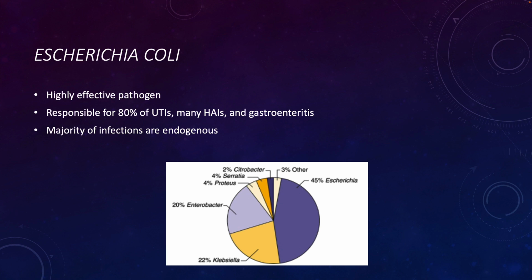The majority of infections with E. coli are endogenous. That means you get the infection from your own microbiome. And when we're talking about things like urinary tract infections, we're generally talking about bacteria from the intestines, so fecal bacteria, getting into the urinary tract.